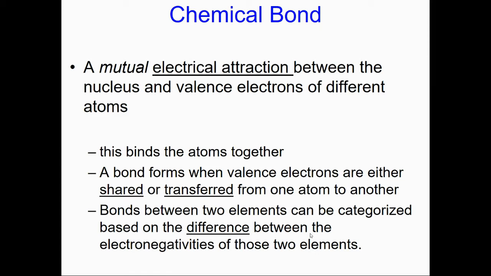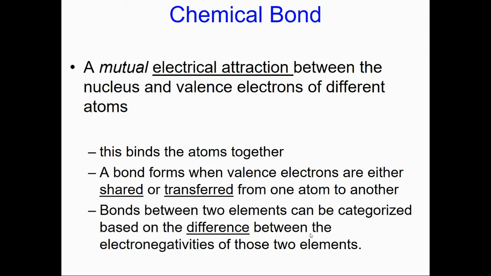What is it that motivates these atoms to come together? Well, that motivation has to be mutual, and it has to be something that's going to benefit both atoms. So in a chemical bond, there is a mutual electrical attraction between the nucleus of one atom and the valence electrons of a different atom. Your nucleus, which is positive, is pulling on those valence electrons of another atom that kind of floats on by. And that's what binds those atoms together.